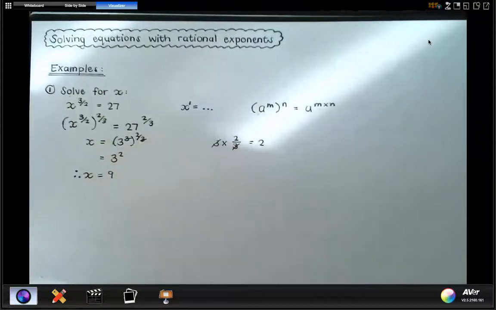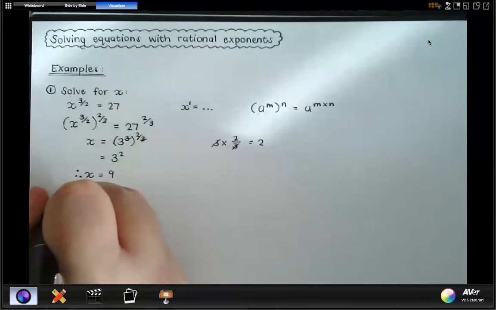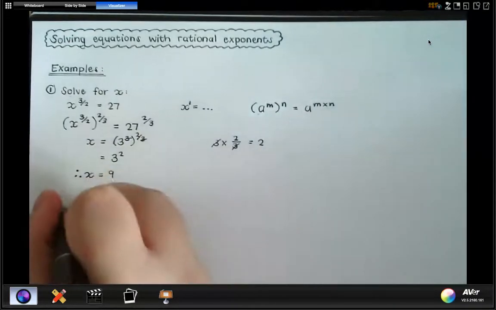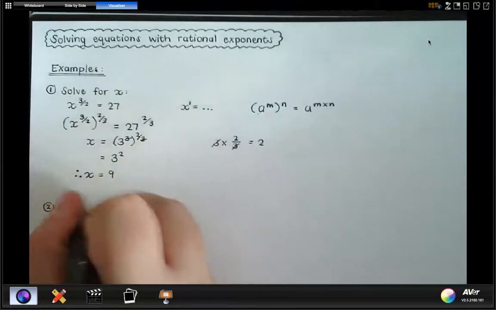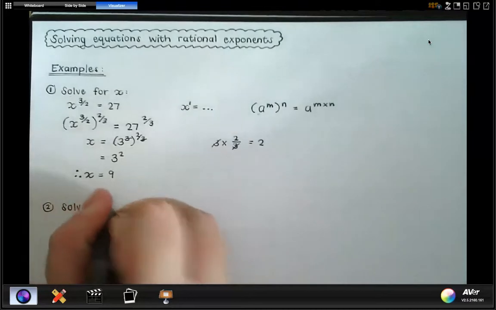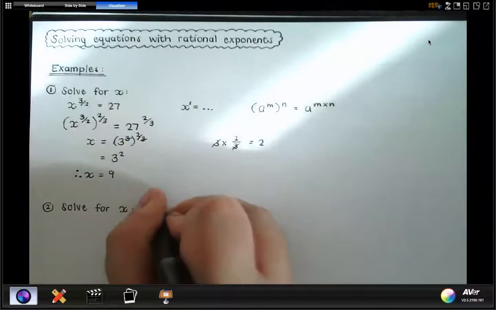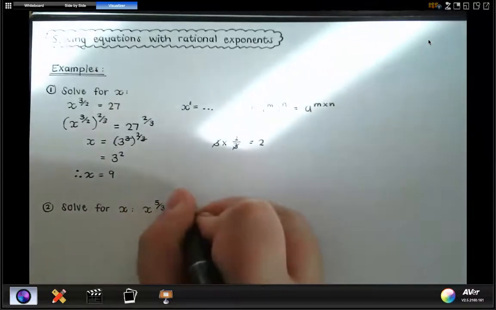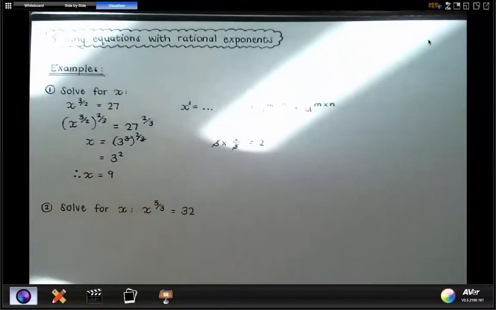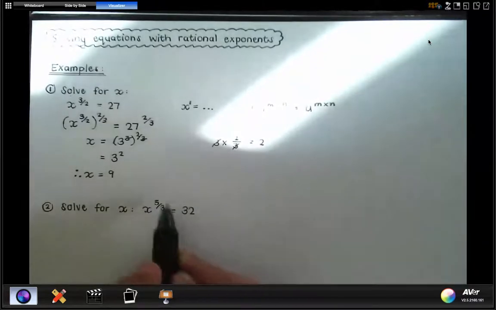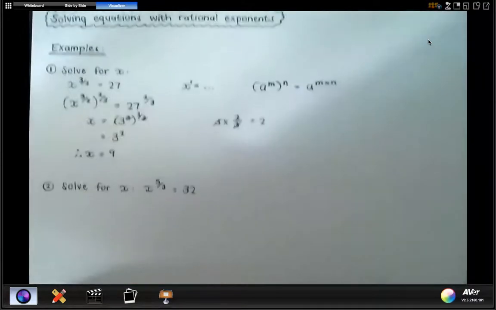All right, so we're going to do another example. We're going to see what happens if we do number 2. Again, we are solving for x. So we get x to the power of 5 over 3 in this case is equal to 32. Again, we see that we have a fraction in our exponent. We want to get rid of that fraction.